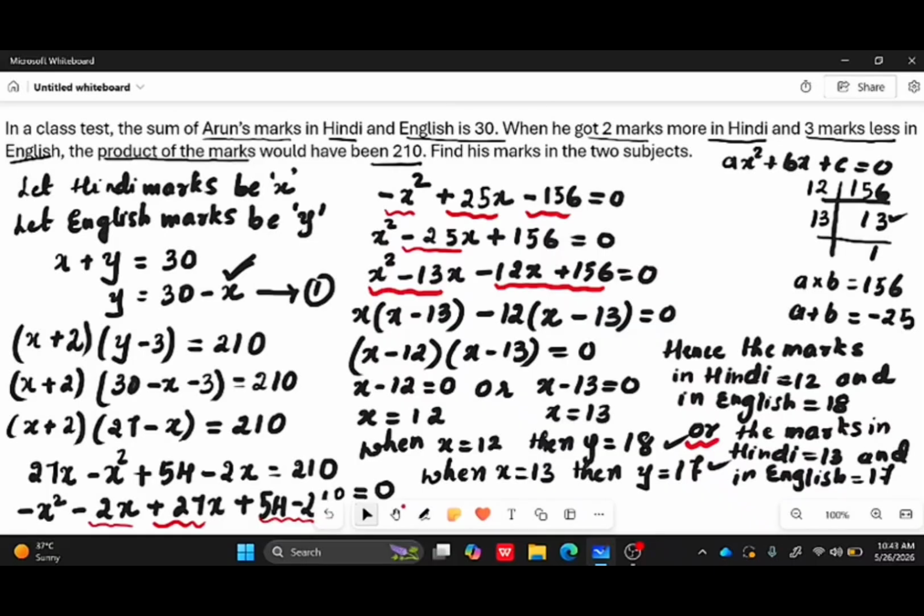If there is any doubt, you can clear it. I'll be waiting for that. So at the last, what they ask for us, find his marks. Who is his here? Arun. In two subjects. Which are the two subjects? Hindi and English.